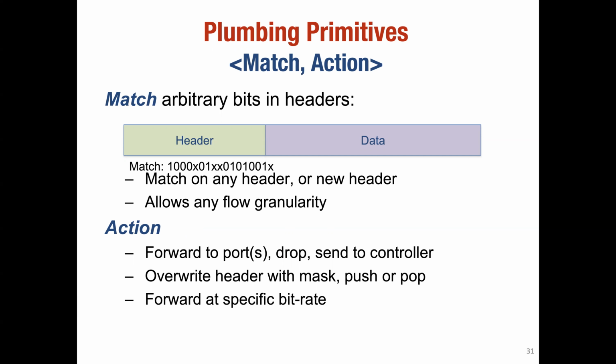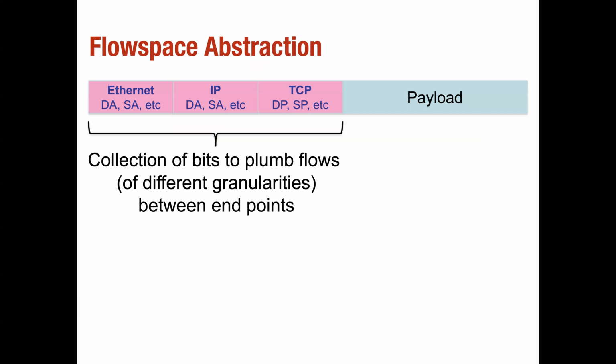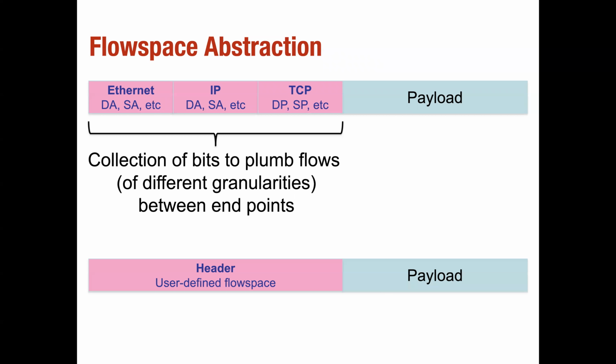So when we talk about the match here, I think we need to talk a bit about the flow space abstraction. That flow space abstraction is that the header is a combination of different layers based on the data plane layers that we have. So we have Ethernet, within Ethernet we have IP, within IP we have TCP, right? So the flow space can be defined technically by any collection of these bits, right? So this is the normal headers, but you can have a user-defined flow space as well.